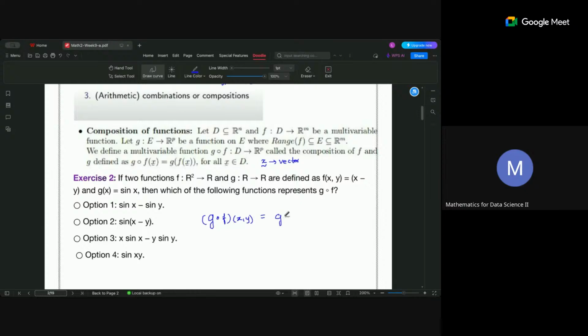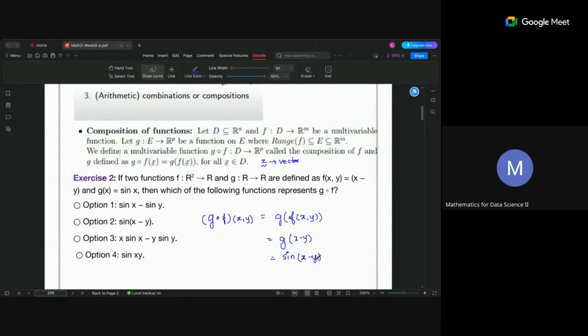So you have g of f of x comma y, right? Okay, so now you see that f of x comma y is defined as x minus y. So g of x minus y. So now tell me, what is g of x minus y? Sin of x minus y. Yes.